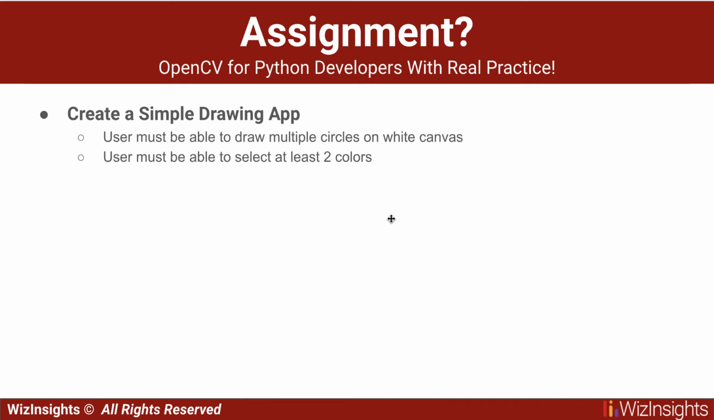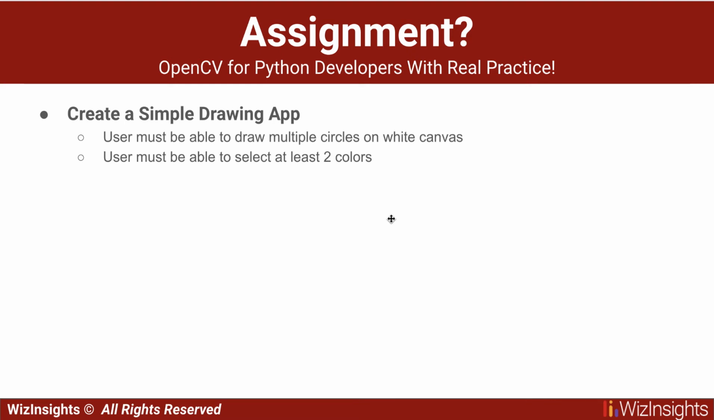So just create a simple drawing app, and in that app the user must be able to draw multiple circles on a white canvas, and the user must be able to select at least two colors.